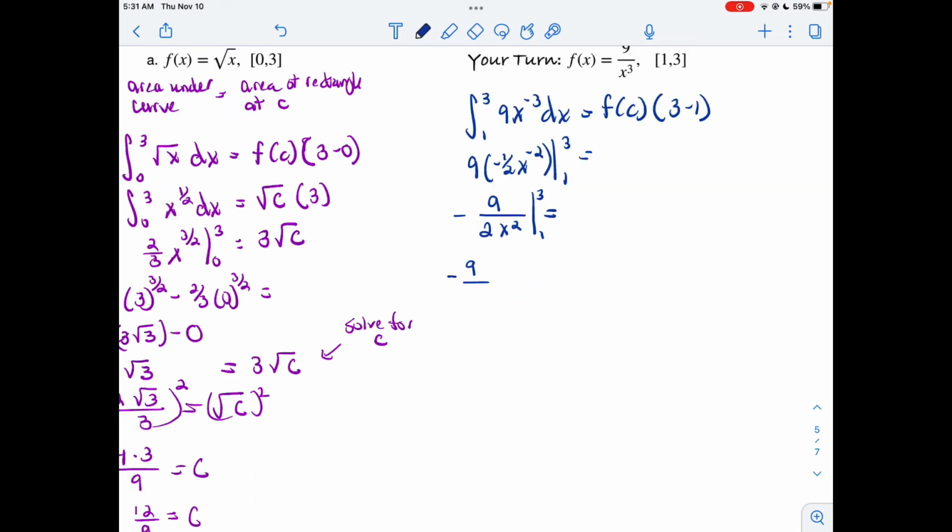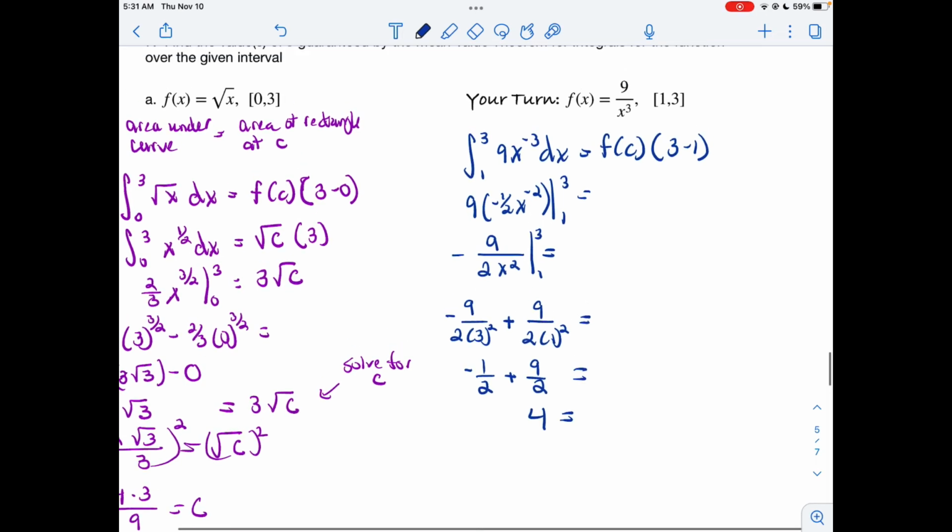So that gives us negative 9, evaluating at 3, divided by 2 times 3 squared, minus a negative, so it becomes positive 9 over 2 times 1 squared. Simplifies down to negative 1/2 plus 9/2. Negative 1/2 plus 9/2 is 8/2, which is 4. F of c is 9 over c cubed, times 2, which is simply 18 over c cubed.